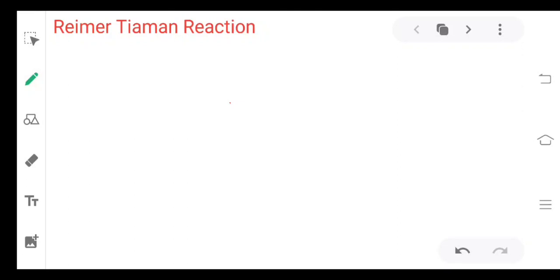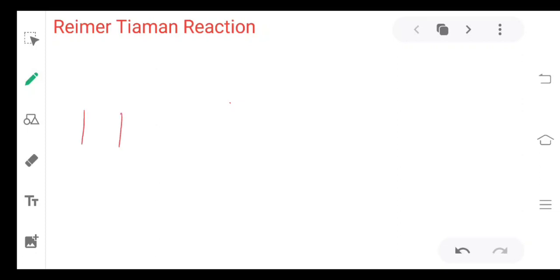So let's learn the Reimer-Tiemann reaction. What is that? The Reimer-Tiemann reaction is an electrophilic substitution reaction where an electrophile substitutes the hydrogen of an aromatic ring.